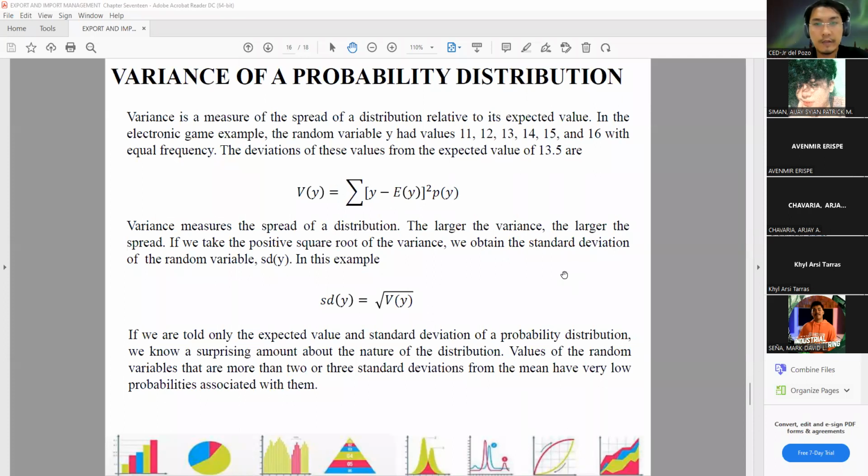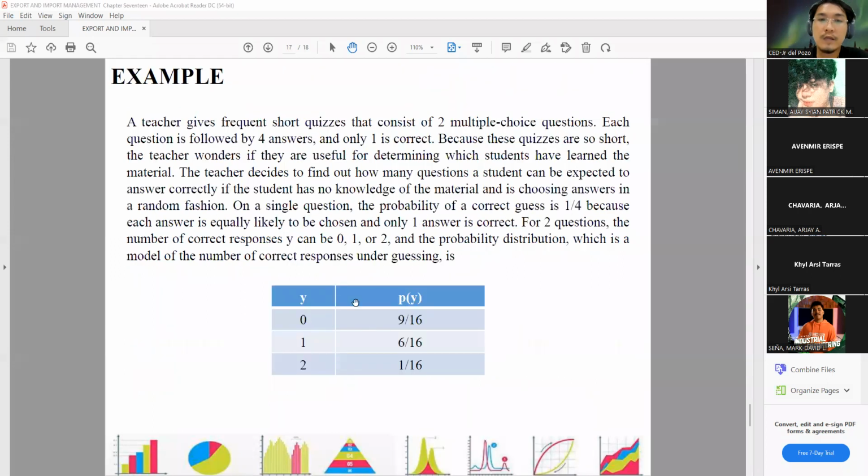In an electronic game, the random variable y had values of 11, 12, 13, 14, 15, or 16 with equal frequency. The deviations of these values from the expected value 13.5 are, ang formula doon natin is y minus the expected value squared. By variance, we measure the spread of the distribution; the larger the distance, the larger the spread. Kung kukunin natin yung square root noon, we call it the standard deviation. Okay?